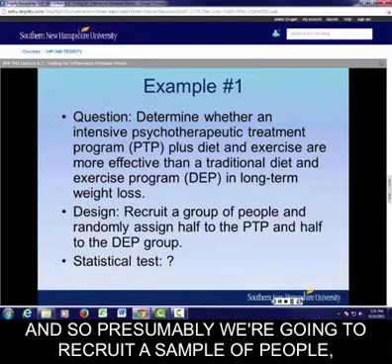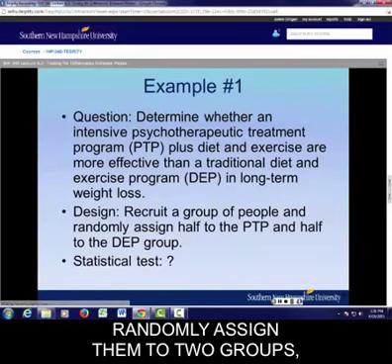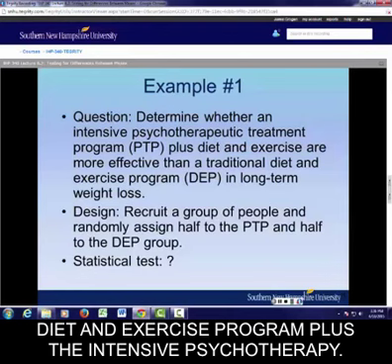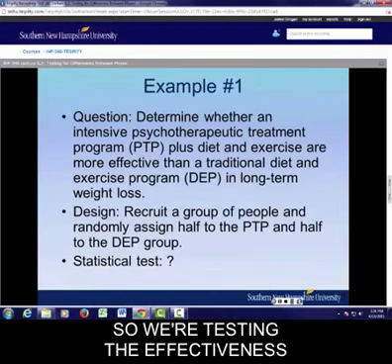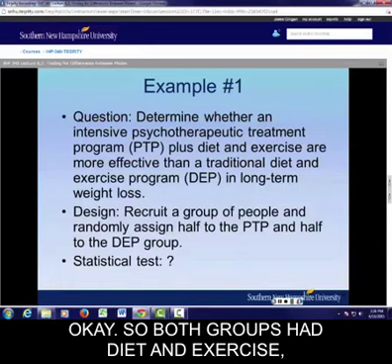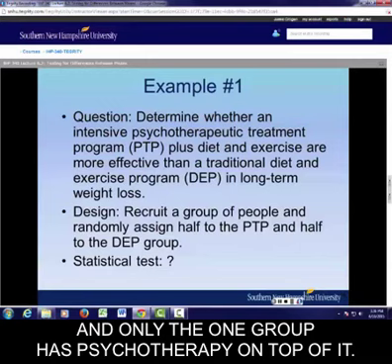Presumably we're going to recruit a sample of people and randomly assign them to 2 groups: the traditional diet and exercise, and then the same diet and exercise program plus the intensive psychotherapy. So we're testing the effectiveness of psychotherapy added to the diet and exercise program. Both groups have diet and exercise, and only the one group has psychotherapy on top of it.